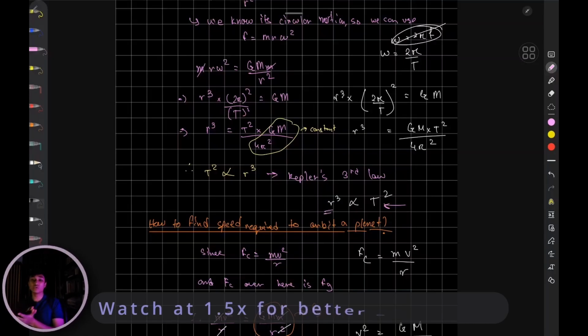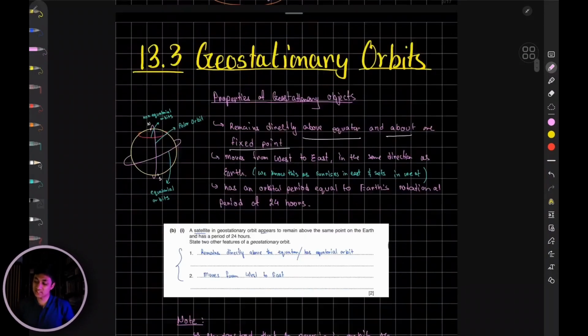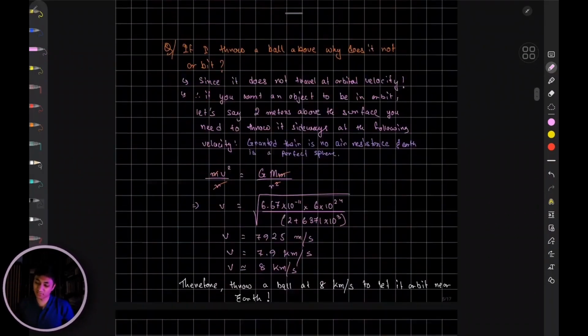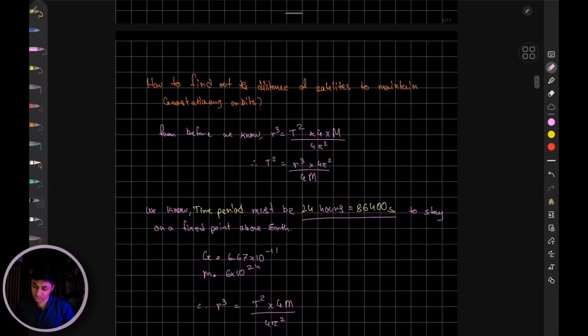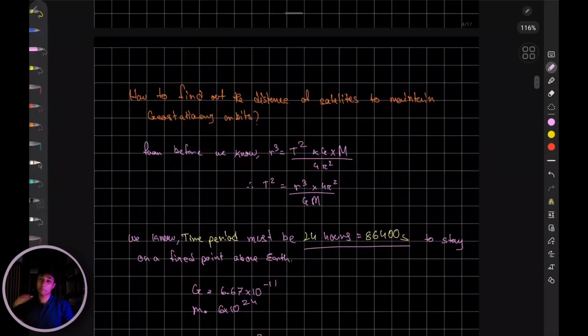So in our case, we know the satellite to remain in geostationary orbit needs to have a time period of 24 hours. So it needs to be at a certain separation away from the Earth's center such that this 24 hours of time period is achieved, right? So it needs to be at a certain altitude above the Earth's surface, right? So how do we find that? We're going to find that using Kepler's law.